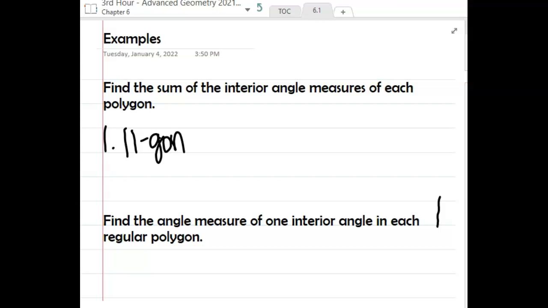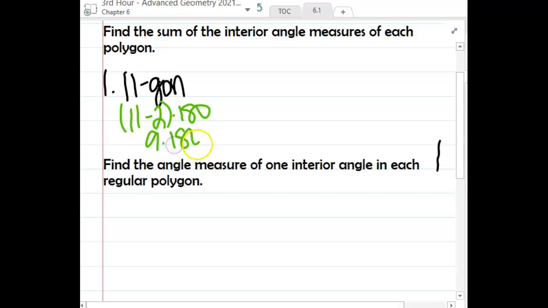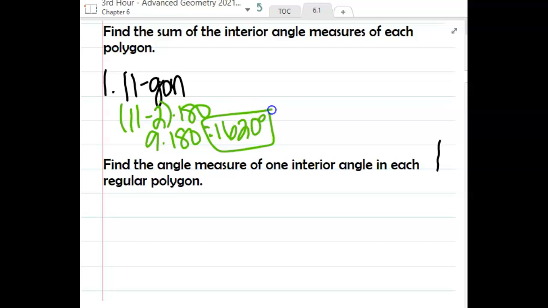11! Good guess. Okay, so if it has 11 sides, to find the sum of the interior angles, you're going to take the number of sides, which is 11, subtract 2, and then multiply by 180. Make sure you do the subtracting first in parentheses, right? PEMDAS says to do parentheses first, so you would take 9 times 180, which would give you 1,620 degrees.